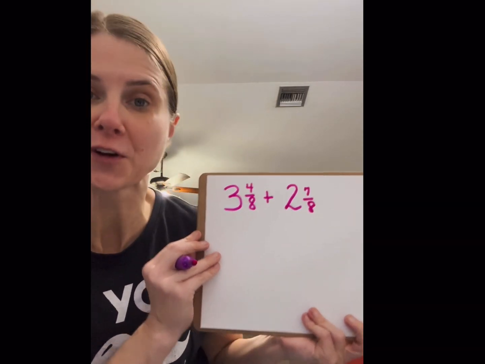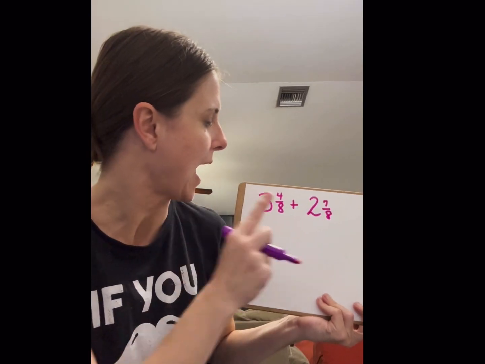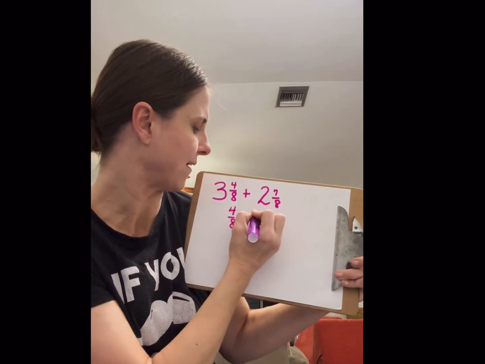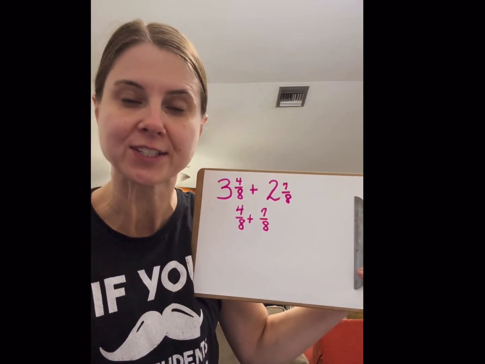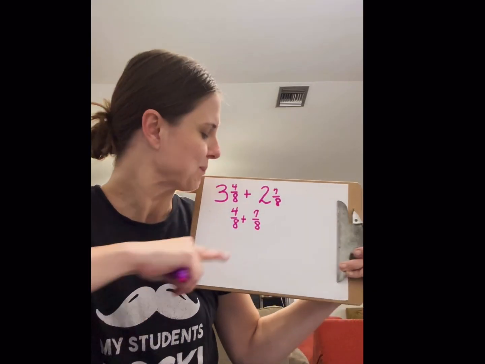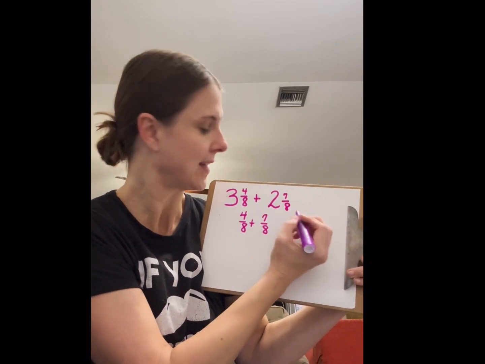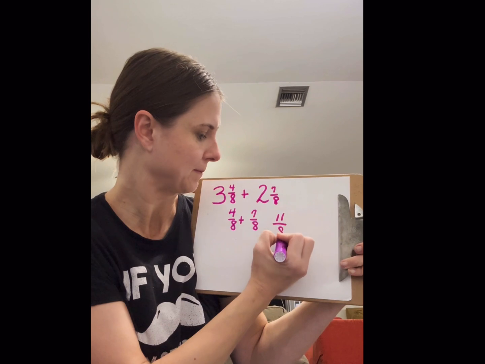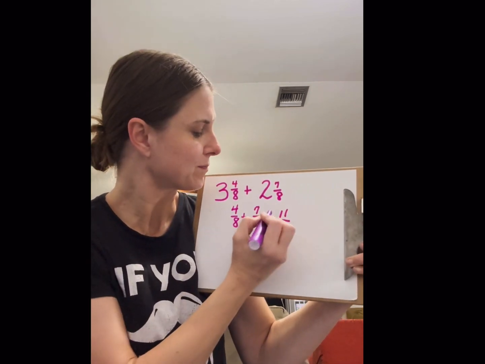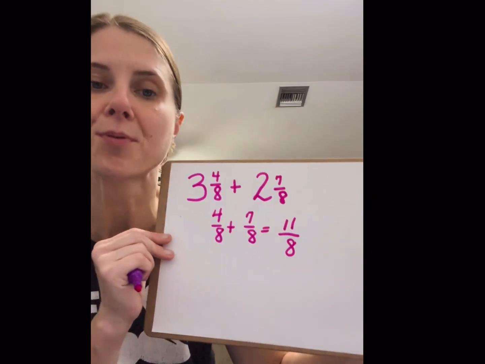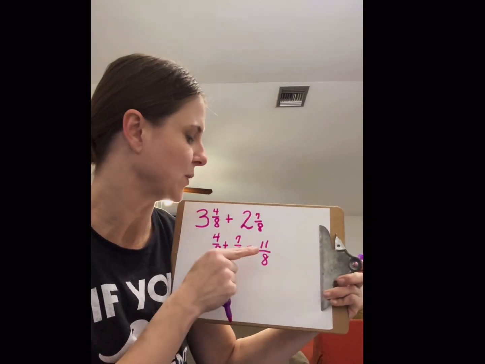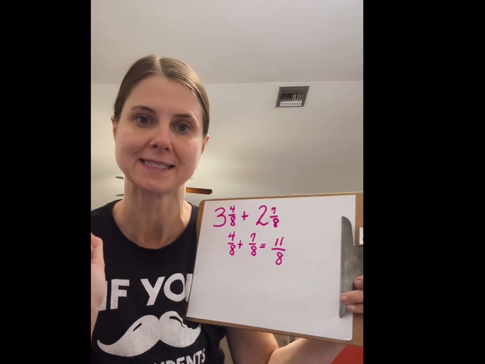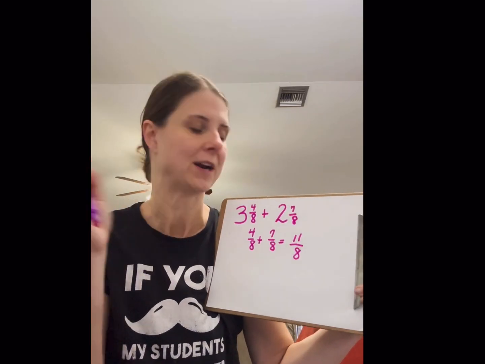All right, so the first step that we're going to do is add the fractions. So 4/8 plus 7/8. With adding fractions, we just add the numerator, the top number. So 4 plus 7 is 11. And then the bottom number, the denominator, stays the same. All right. So 11/8 is an improper fraction. An improper fraction is when the top number is greater than the bottom number. It's more than a whole. So we're going to make it into a mixed number. A mixed number is when you have a whole number and a fraction.